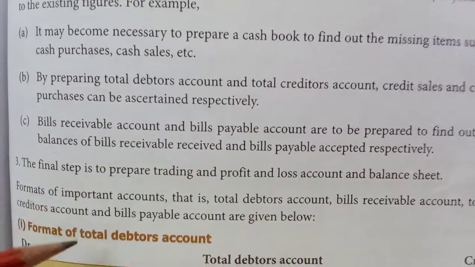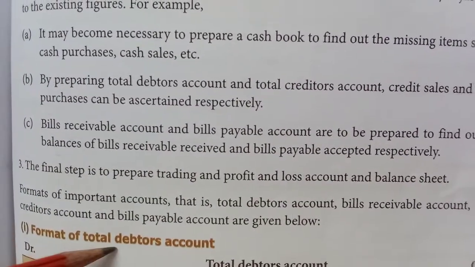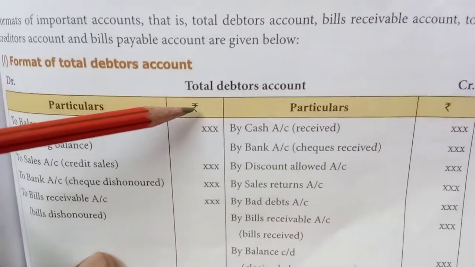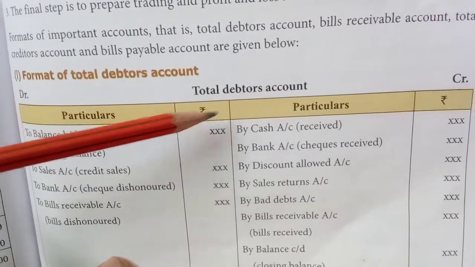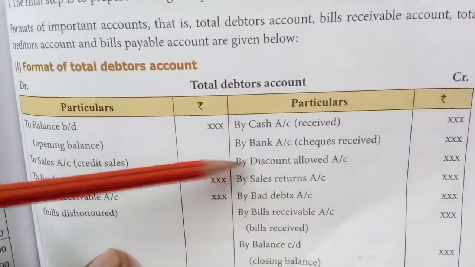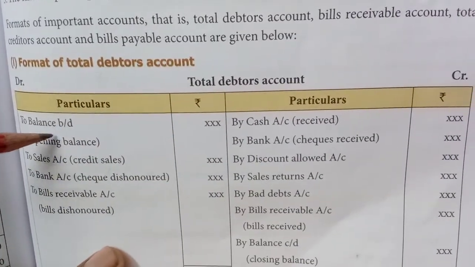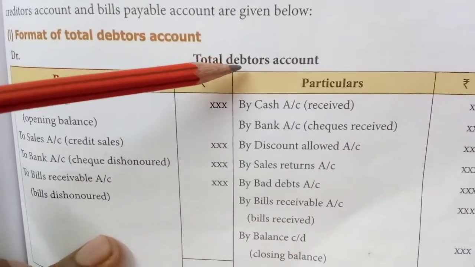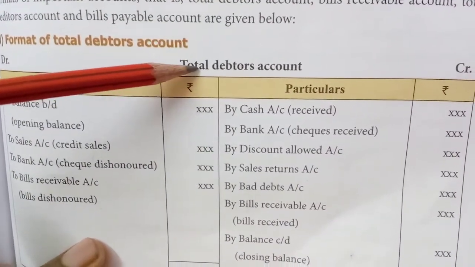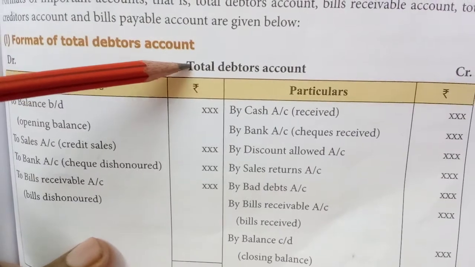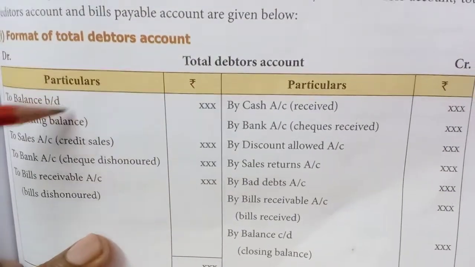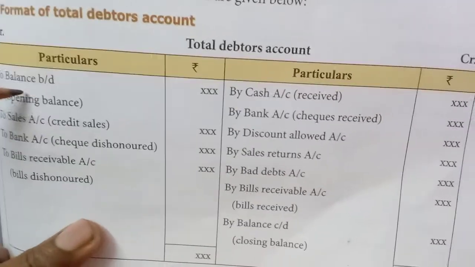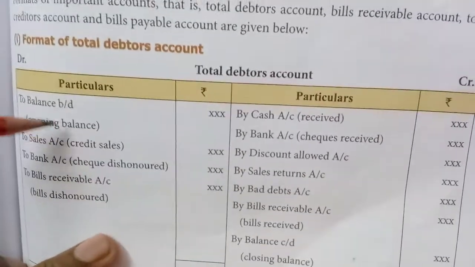Now, as the first step, we will see the total debtors account. First you should know what all the items will be entered on the debit side and credit side. First one, opening balance. We know the debtors account is an asset, and an asset shows a debit balance. So the opening balance will be on the debit side. To balance brought down you have to write.